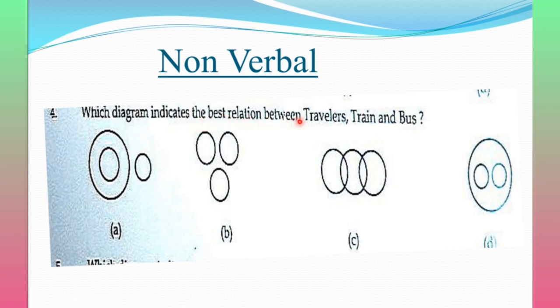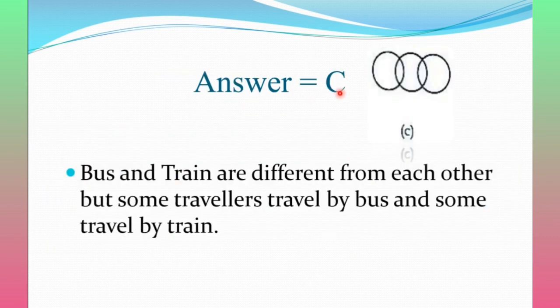Which diagram indicates the best relation between traveler, train, and bus? What will be the best relation between the three: traveler, train, and bus? If you know the answer, then please pause the video and comment in the comment section. Okay, the correct answer is option C. Bus and train are different from each other, but some travelers travel by bus and some travel by train.